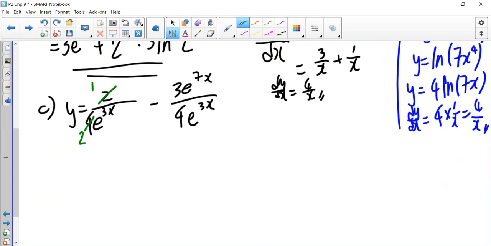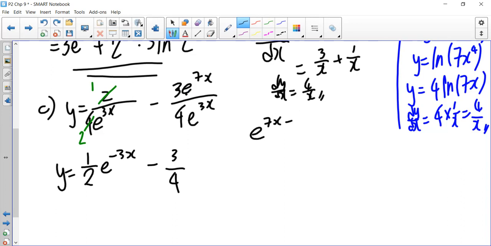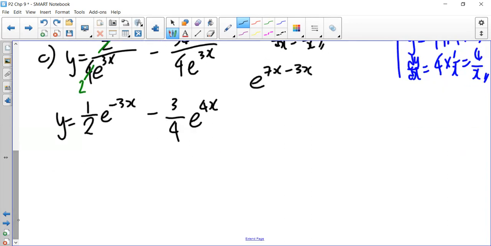E to the power of 3x in the denominator is not good to differentiate, since it's not good to differentiate anything with x in the denominator. So how do we write that? 1/2 e to the power of -3x. Next one, the coefficient 3/4 cannot be simplified, so 3/4. E to the power of 7x over e to the power of 3x is the same as e to the power of 7x minus 3x. Subtract the power if the base is the same. 7x minus 3x is e to the power of 4x. Then we're in a better place to differentiate.